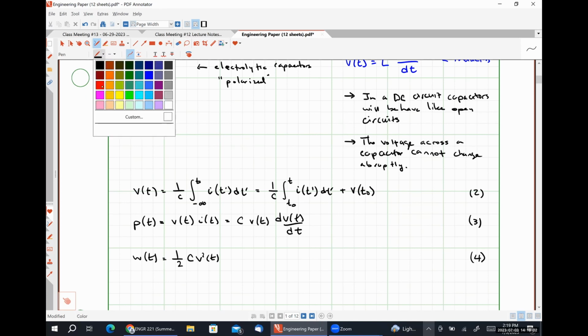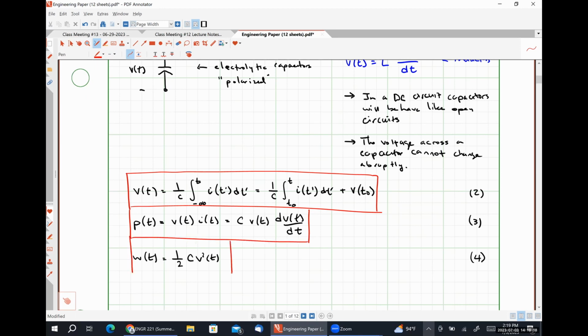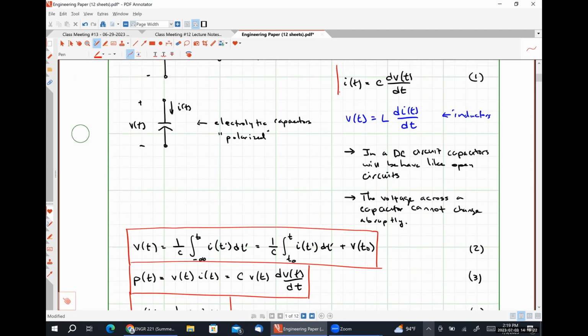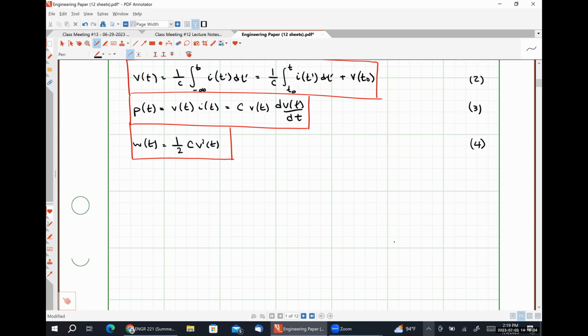So these are our 4 relationships. Let me put boxes around them that define how capacitors behave in an electrical circuit. The last thing that I officially want to talk about is how we combine capacitances in a circuit.